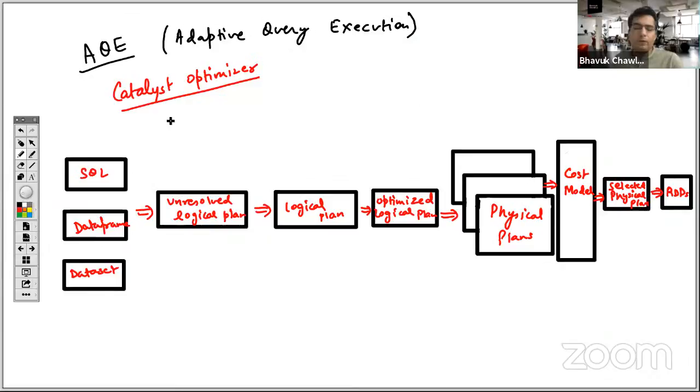Before we look into adaptive query execution, we must understand that we have a component called Catalyst Optimizer in Spark, which is responsible for optimizing the queries. In Spark we can write SQL, we can write code in the DataFrame API, and we can write code in the Dataset API. We have various ways in which we can write code in Spark. Once you write the code, there is an unresolved logical plan, where it checks the syntax and understands whether everything is fine or not.